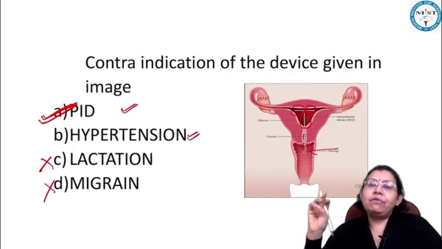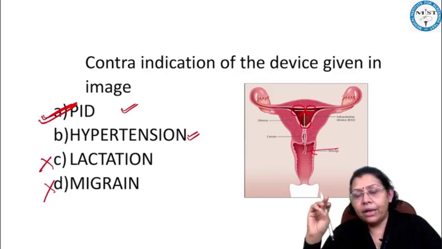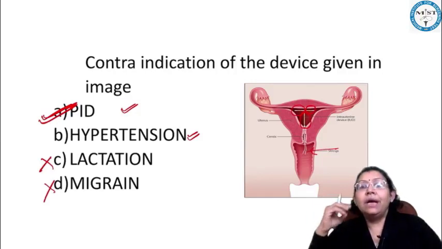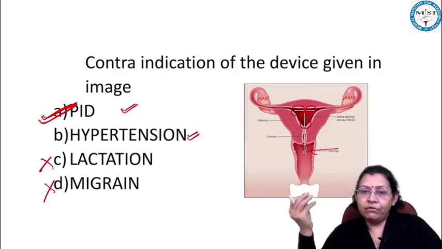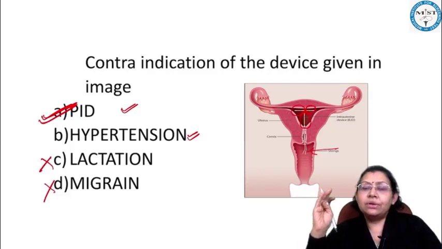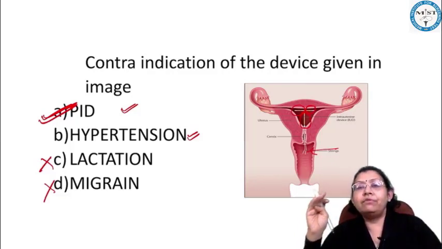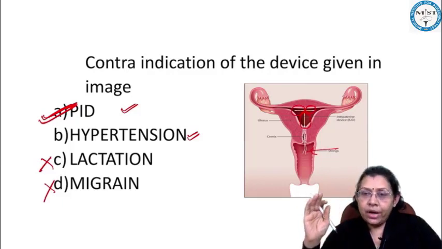If a lady has a history of irregular bleeding per vagina which is not diagnosed, we are not putting an IUCD until we can diagnose the cause of that bleeding, because IUCD further causes menstrual irregularity and we may be confused. And the next is undiagnosed or suspected pregnancy. If you are suspecting a pregnancy in a woman, again we should not put IUCDs. So these are a few absolute contraindications.